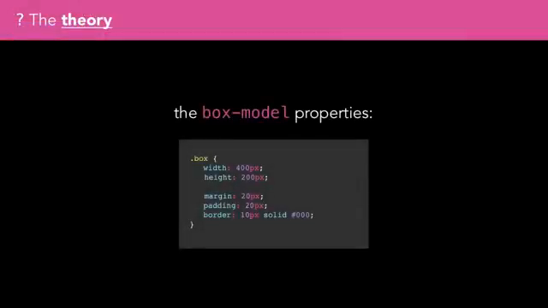The key characteristics of a box can be defined with the properties width, height, margin, padding, and border. These are often referred to as the box model properties. Sometimes background is included in this list, but as background doesn't change the shape or layout of a box, I've left it out in this case.